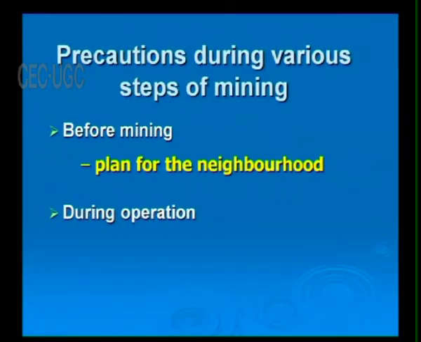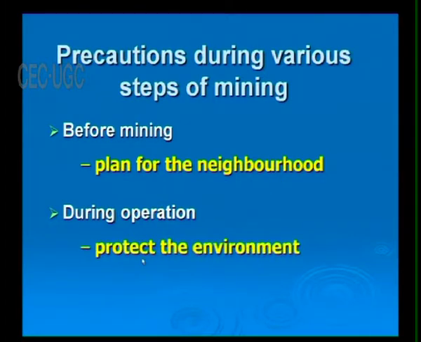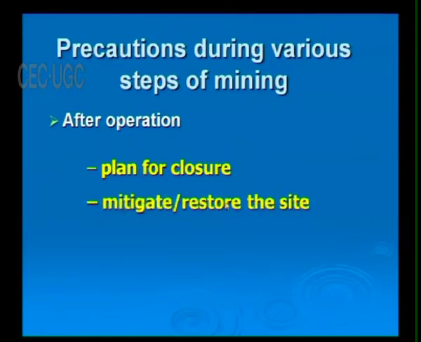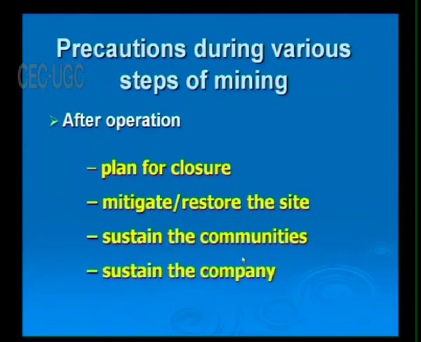So, once the mineral ore is extracted, the remaining material is called the tailing, and we have to dispose of the tailing also. And what are the precautions that we have to take? Before mining, we have to plan for the neighborhood. During operation, we have to protect the environment, and after operation, we have to plan for closure, mitigate or restore the site, sustain the communities, and sustain the company. These are all things that we have to keep in mind before, during, and after the mining process.